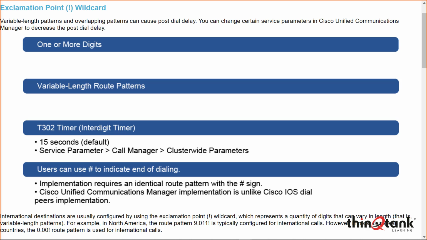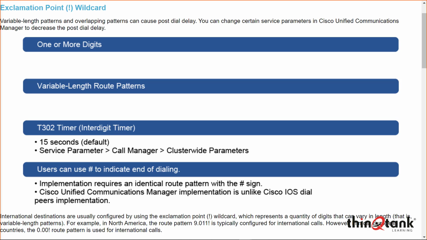That is a configurable value. You can go under service parameters and go to Call Manager and go to cluster-wide parameters, and you can adjust that T302 timer. You can make it longer or you can make it shorter.